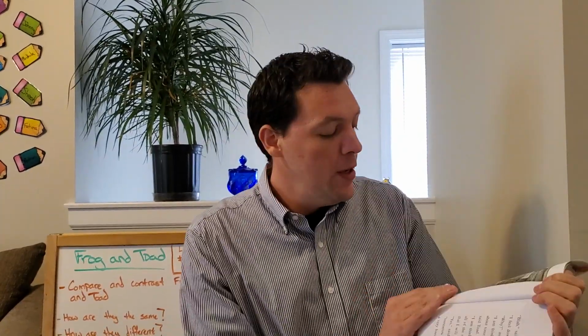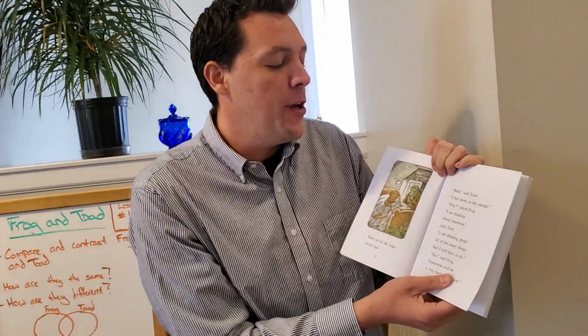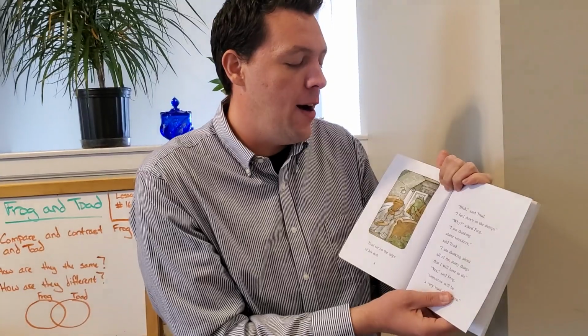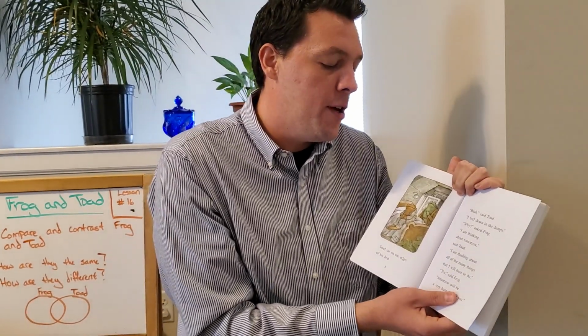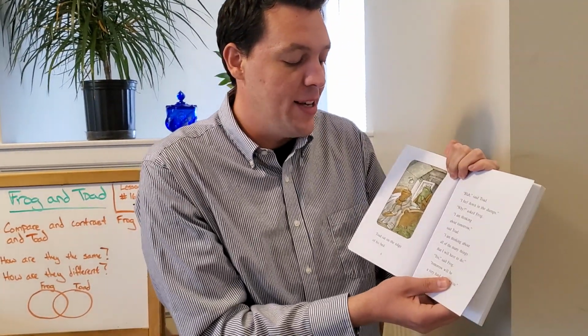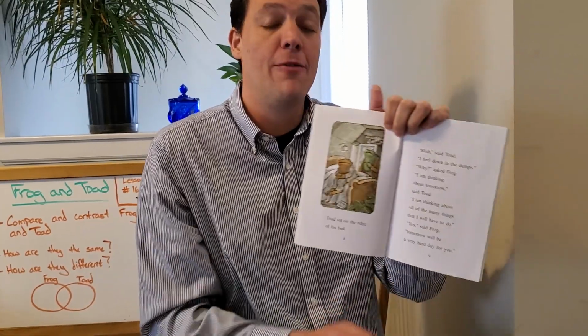Toad. So what? Toad is procrastinating. I'll do it tomorrow. Toad sat on the edge of his bed. "Blah," said Toad. "I feel down in the dumps." "Why?" asked Frog. "I am thinking about tomorrow," said Toad. "I am thinking about all of the many things I have to do." "Yes," said Frog. "Tomorrow will be a very hard day for you."